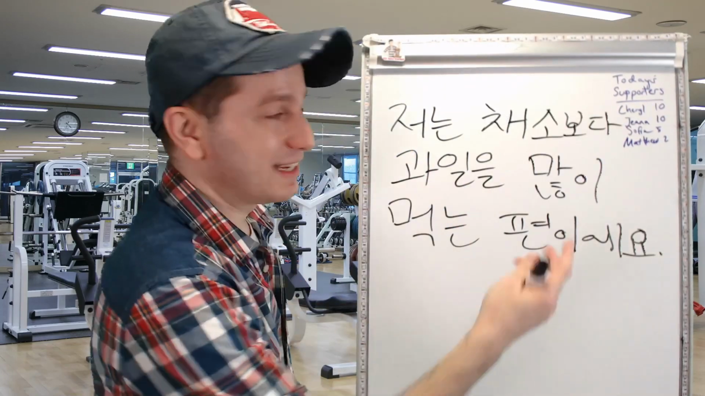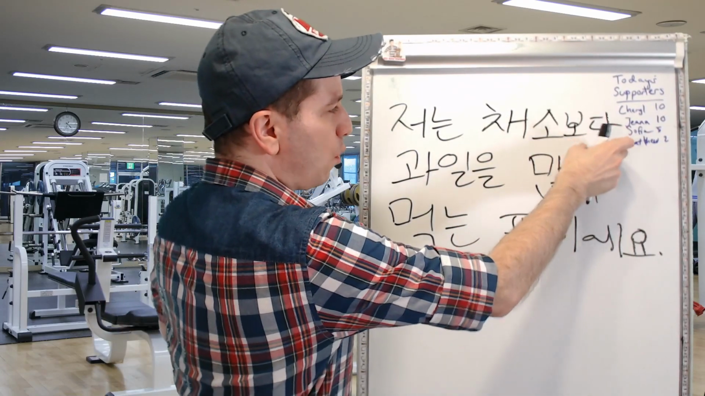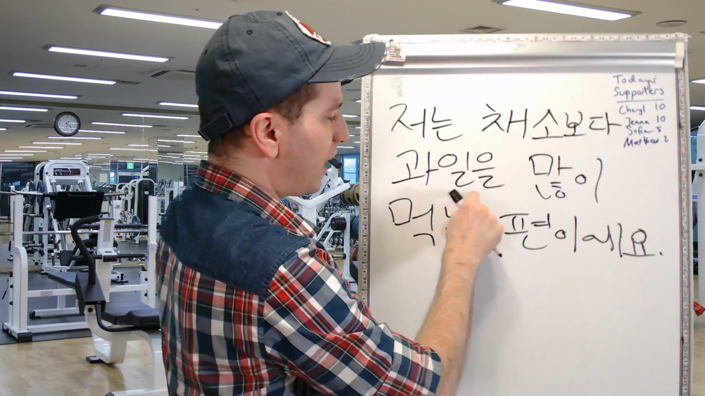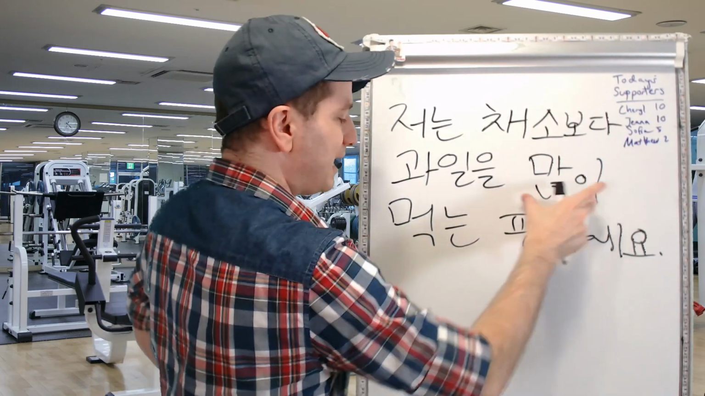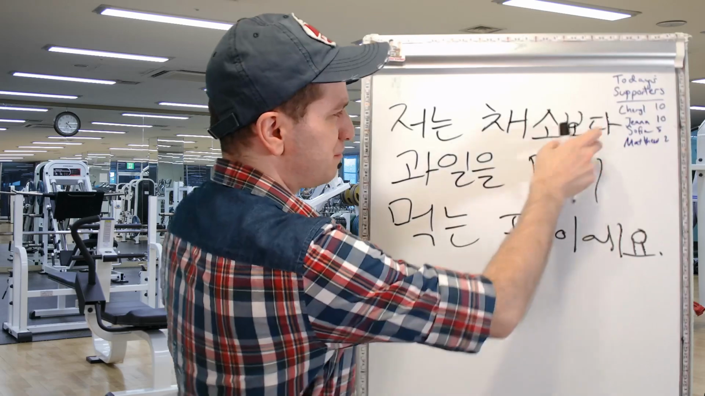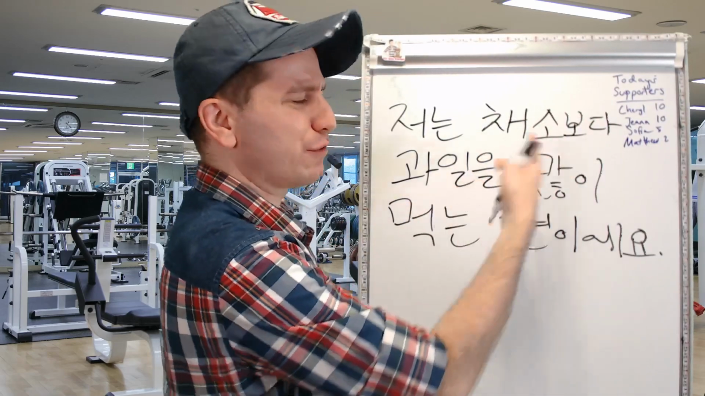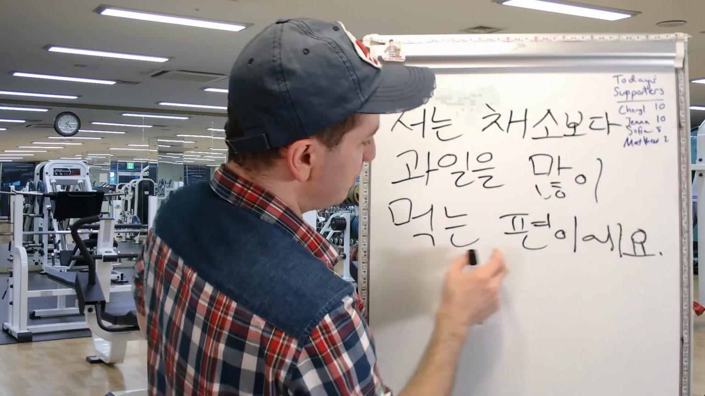저는, I, 채소보다 more than vegetables, 과일, fruits, 많이 먹다, to eat a lot of fruits more than vegetables. So I eat more fruits than vegetables, 먹는 편이에요.